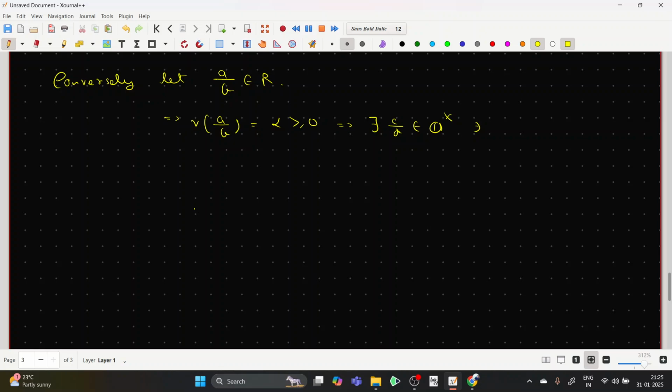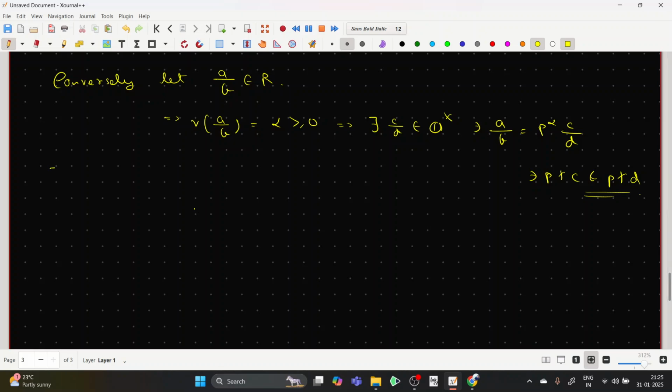p to the power alpha can never be 0 because p is a prime, so c/d must be non-zero, such that a/b equals p to the power alpha times c/d, such that p does not divide c and p does not divide d either. Fine.